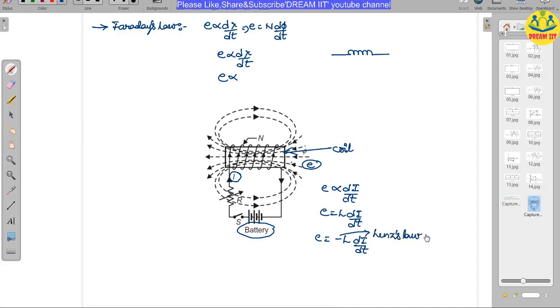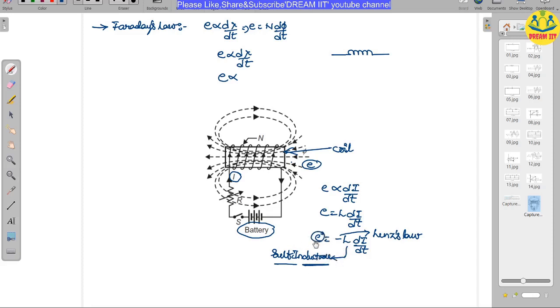A brief introduction is required for this, which is why we have taken this representation of the inductor. What is this L called? This L is called the self inductance. Self inductance is the property of the inductor which opposes the production of the induced EMF, that is, the self-induced EMF.